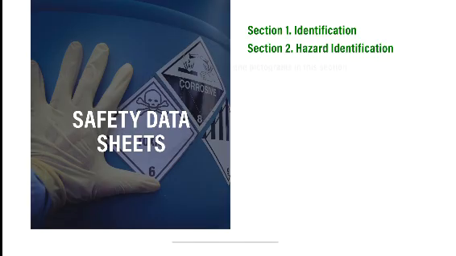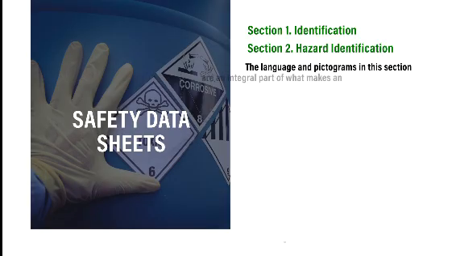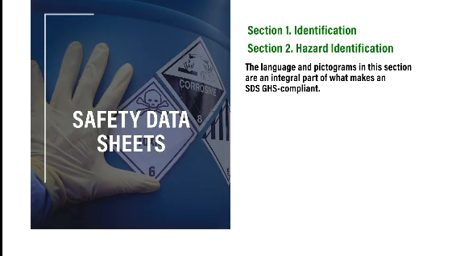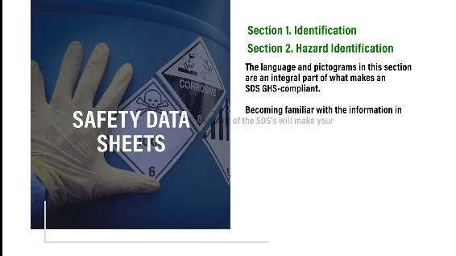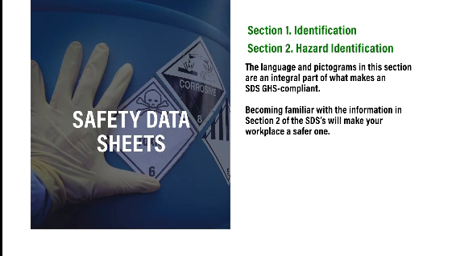The language and pictograms in the hazard identification section are an integral part of what makes an SDS GHS compliant. Becoming familiar with the information in Section 2 of the safety data sheet will make your workplace a safer one.